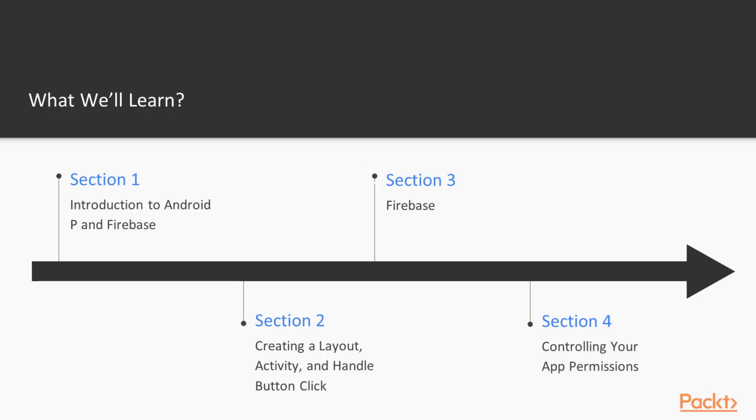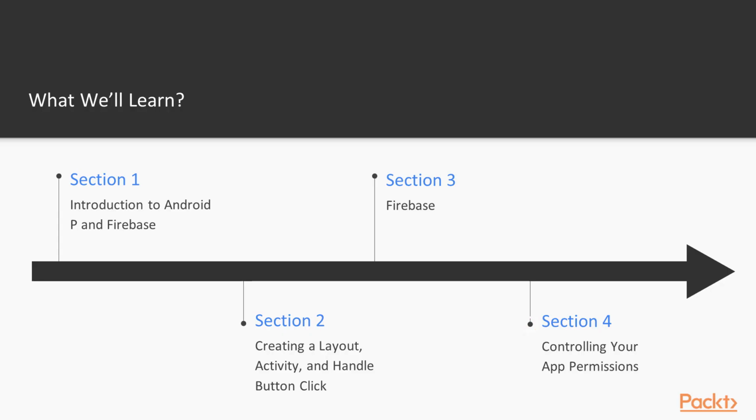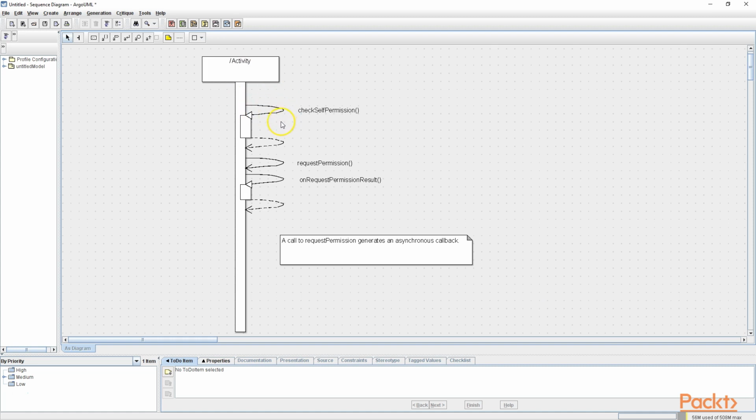In Section 3, we're going to explore the Firebase database, and we're going to see how we can synchronize data from our device to the Firebase cloud. In Section 4, we'll take a look at controlling app permissions, which changed a little bit with Android Marshmallow. There are a series of callbacks that we need to invoke.